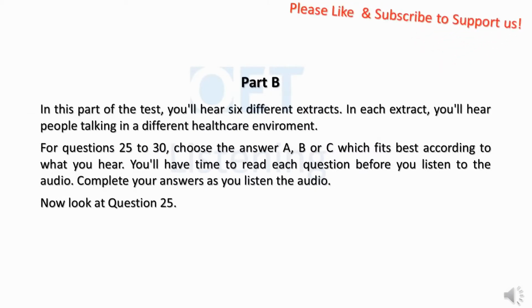Part B. In this part of the test, you will hear 6 different extracts. In each extract, you'll hear people talking in a different healthcare environment. For questions 25 to 30, choose the answer A, B, or C, which fits best according to what you hear. You will have time to read each question before you listen to the audio. Complete the answers as you listen to the audio.